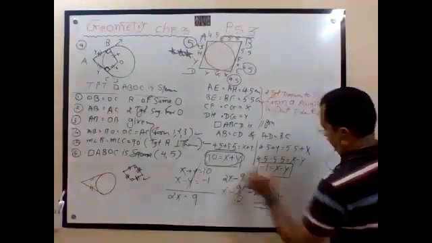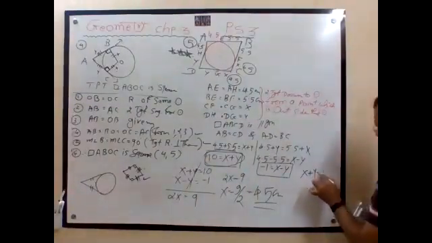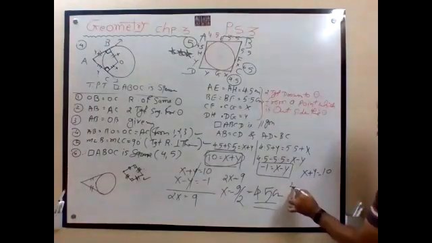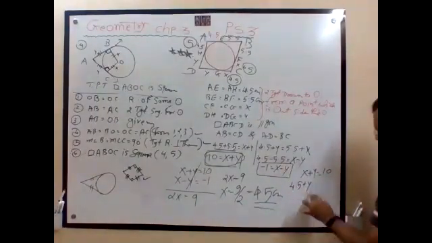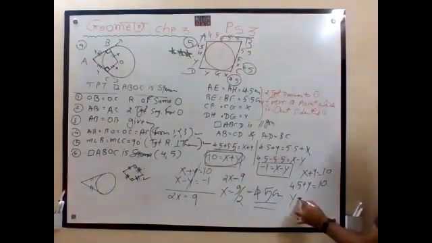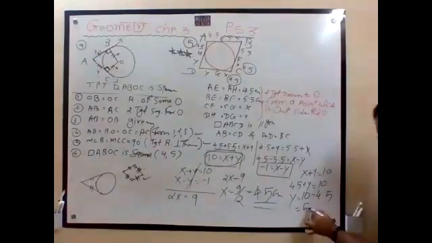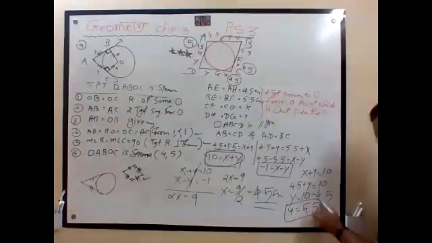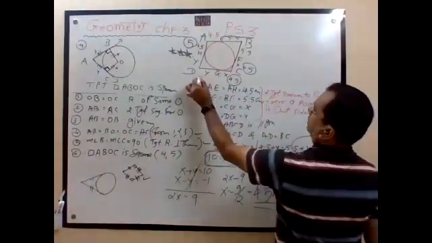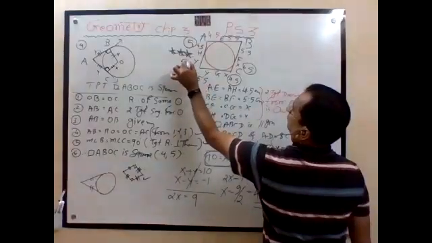But we know that x plus y is equal to how much? 10. So 4.5 plus how much is equal to 10? So y is equal to 10 minus 4.5, which is 5.5. Now you got y, 5.5.